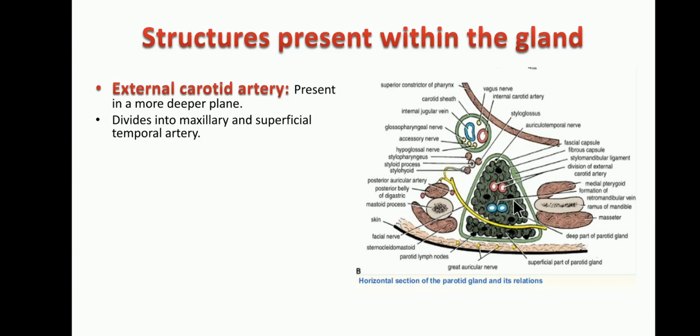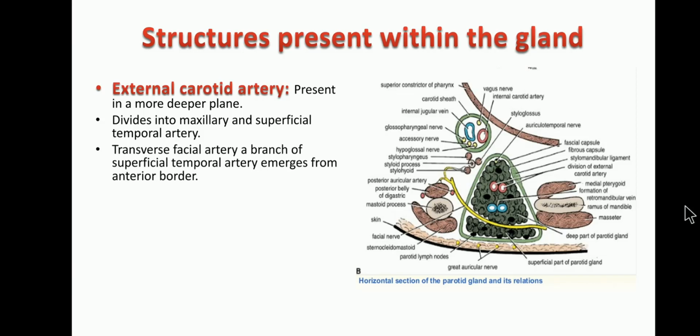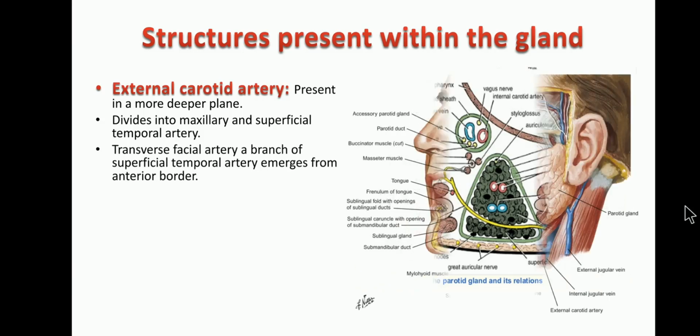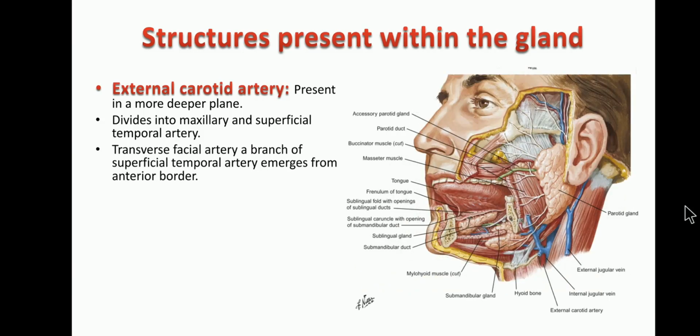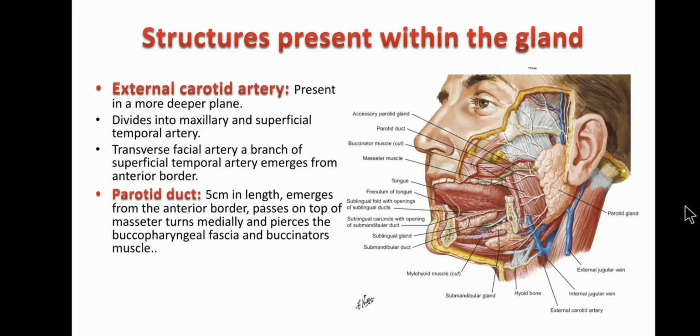This is the retromandibular vein, anterior and posterior division. This is actually the facial nerve. So from superficial to deep, it is the facial nerve, retromandibular vein, and then the external carotid dividing into two terminal branches. So the transverse facial artery is an accessory artery which supplies the face, but the chief artery to the face is the facial artery.